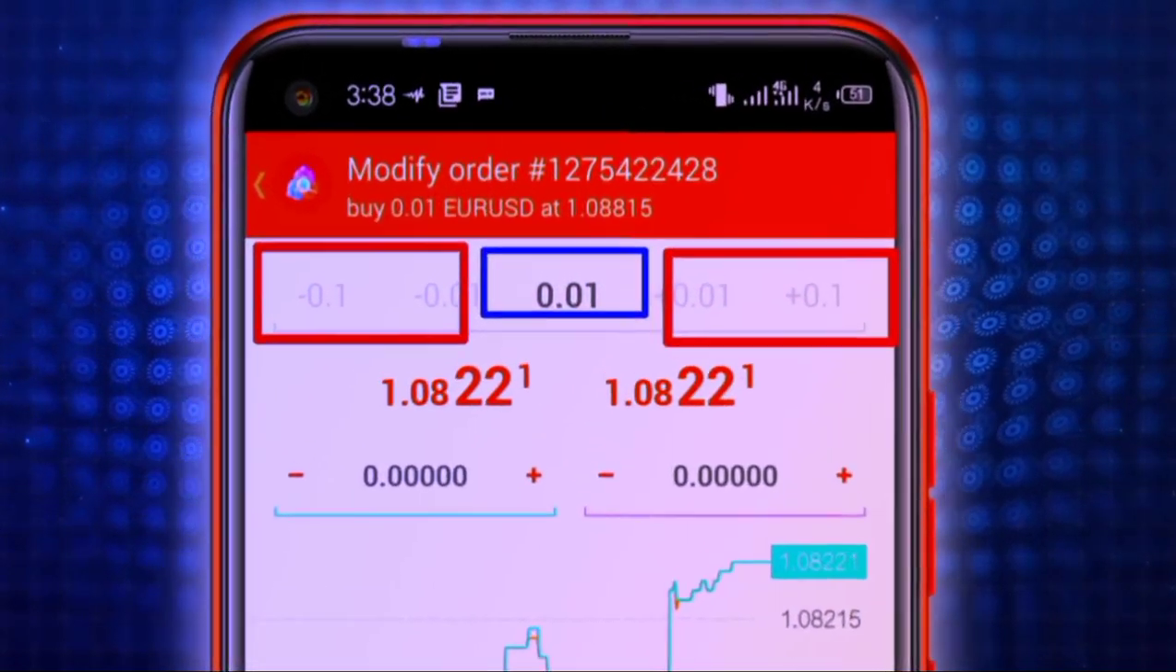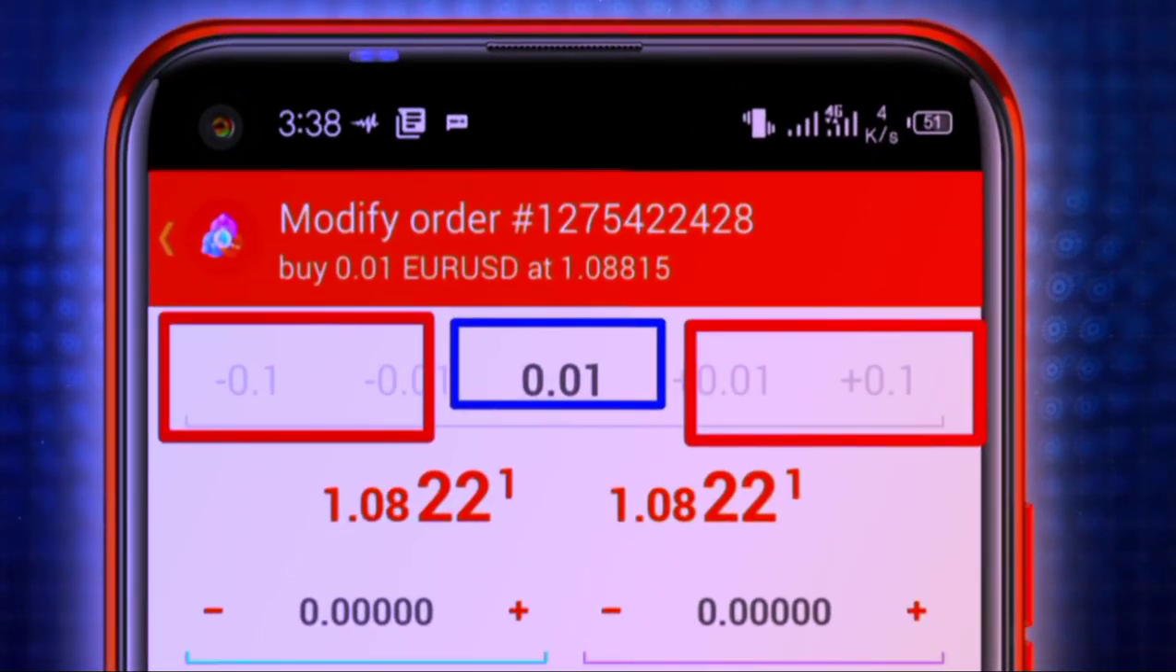Before you enter a trade, you have the option of setting up your desired lot size. As you can see in the image above, the blue box is at the lot size that you have set, while you use the other red boxes by the side to adjust the lot size to various multiples to increase or decrease it to your desired lot size.